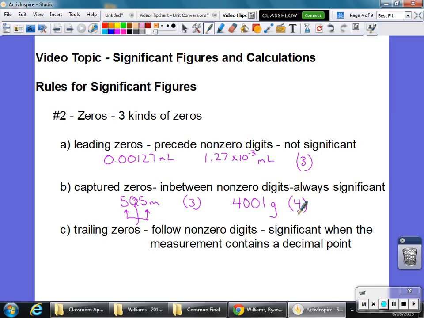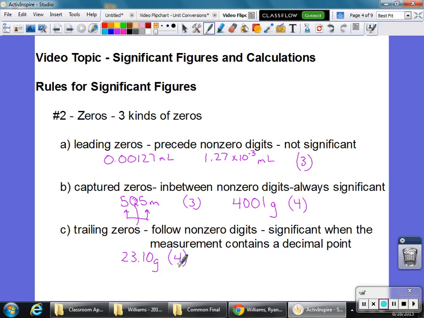The third type of zero is a trailing zero, and those are the ones that follow significant digits and follow the non-zero digits. And as long as they contain a decimal point, you can consider them significant. Again, let's go back to our balance example. If we had, let's say, 23.10 grams measured on the balance, you measured 4 significant figures in that case. That hundredths place of the measurement was measured, it just happens to be a 0. So since it is after the numbers and after the decimal point, it is a significant digit.